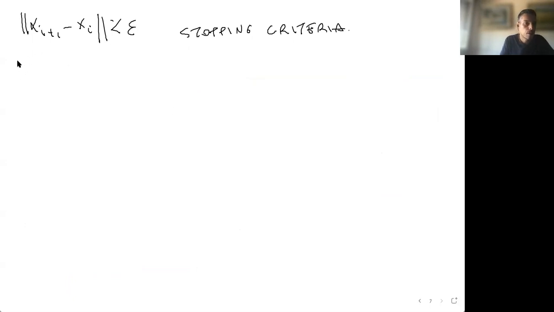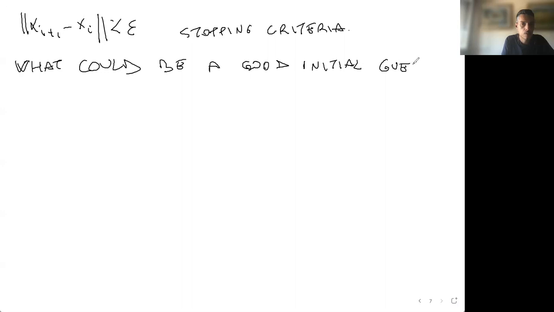What could be a good initial guess? For instance, x0 might be yk, that means the solution at the previous step. Since what we want to find is yk plus 1, we can provide as initial guess the previous solution.